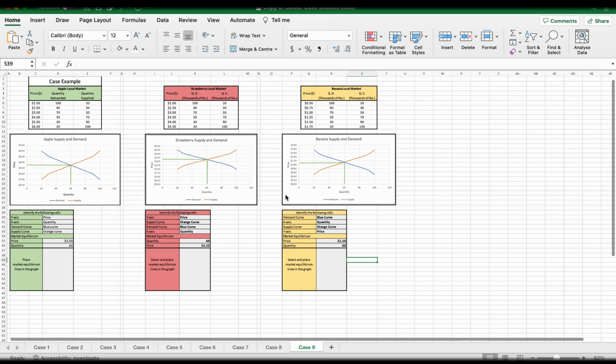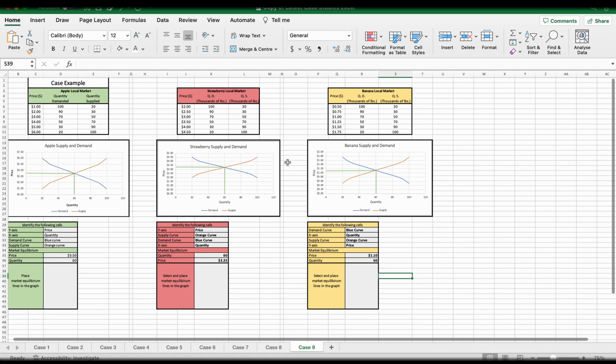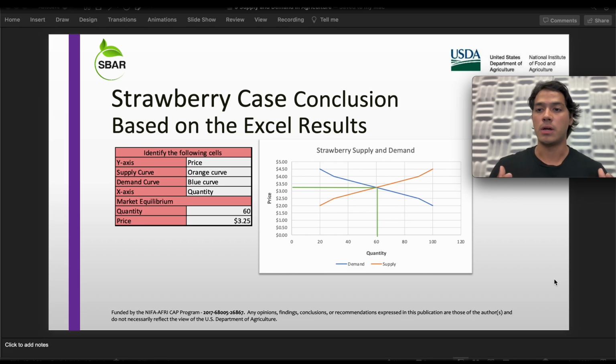So this is how we ended up with both graphs based on the given quantity supplied and quantity demanded for each market. We're done with all the Excel case. First, let's just focus on the strawberry case conclusion based on our results. So after we analyzed and performed the supply and demand graphing based on the given data for the strawberry market, this is going to be the result.